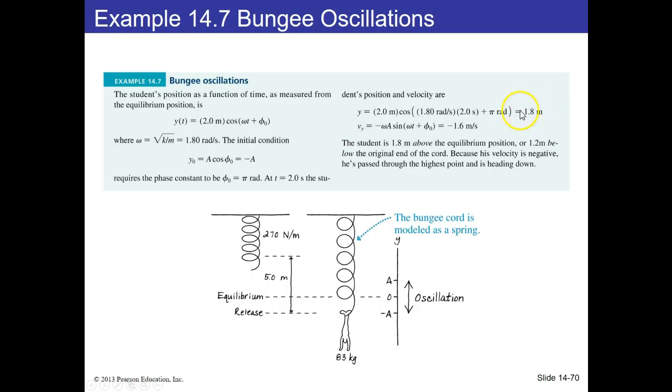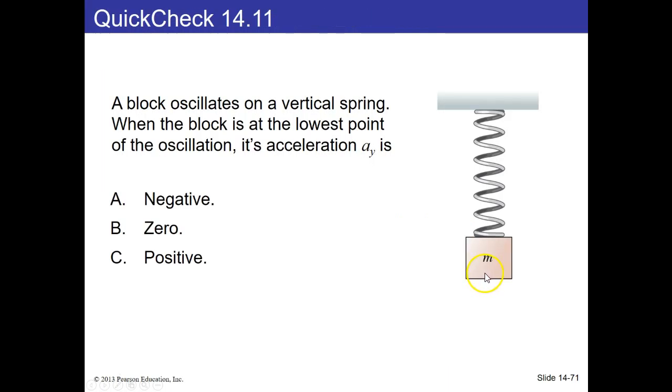And so our y position here is 1.8 meters. The velocity at that point is going to be negative 1.6 meters per second. So the student is 1.8 meters above the equilibrium, so they're about right here, or 1.2 meters below the original end of the cord, so that's where the cord is there. Because the velocity is negative, he's past the highest point and he's heading back down. So negative velocity means you're going down, positive velocity would be going up.